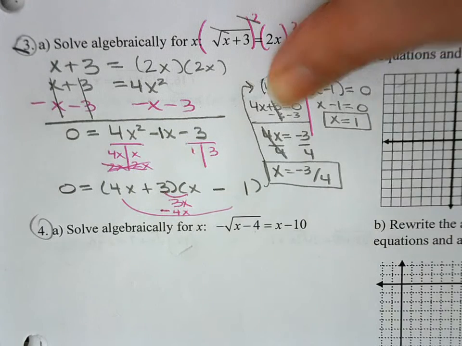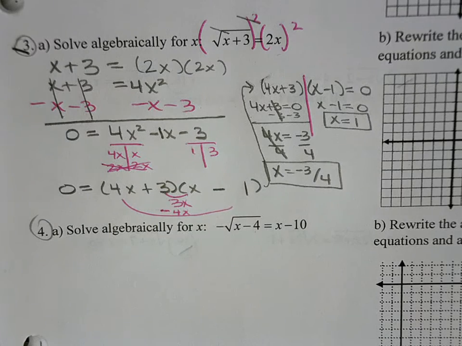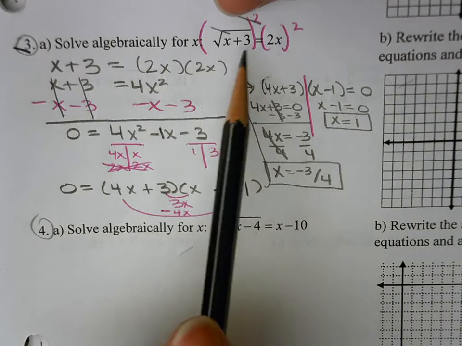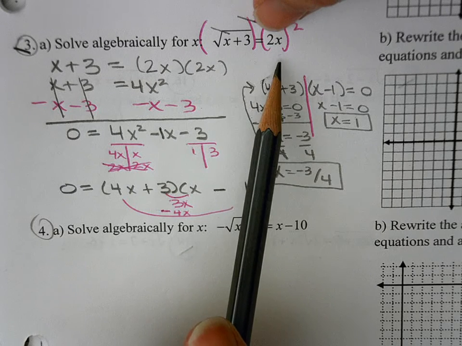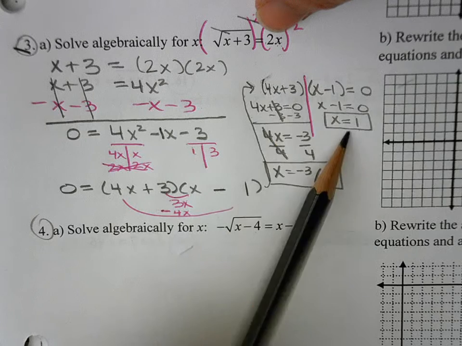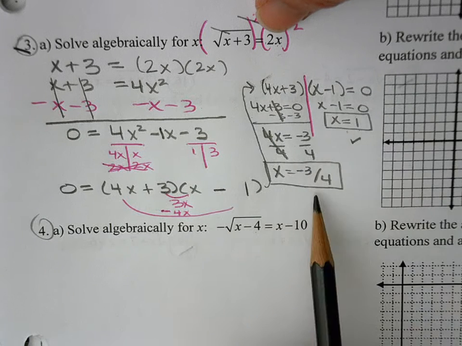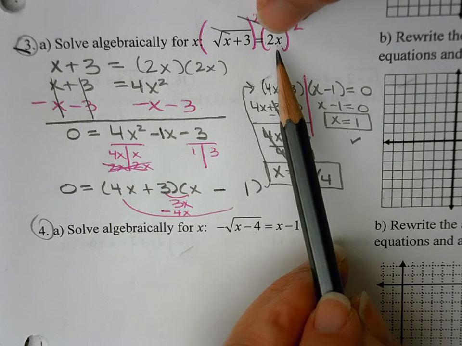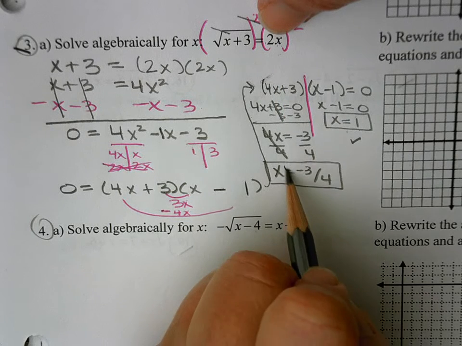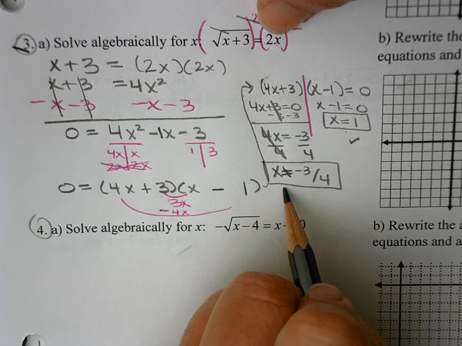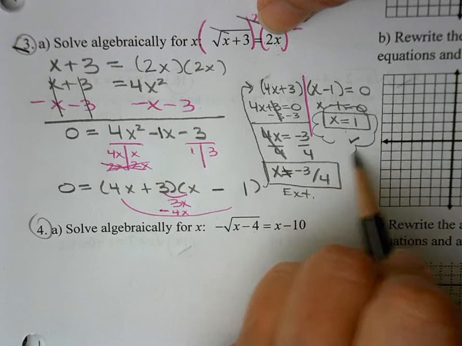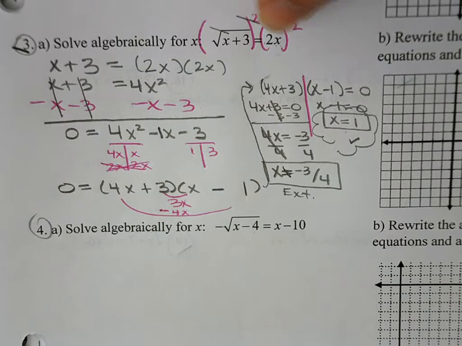Then I want to see which one of these is the extraneous solution. The one that's extraneous is the one that would give me a negative value right before I square it. If I replace x with 1, 2 times 1 is positive, so that one's a good solution. But when I replace x with negative 3/4, I get 2 times a negative number, which is negative. So x cannot equal negative 3/4. That's extraneous, and so my true answer is just x equals 1.